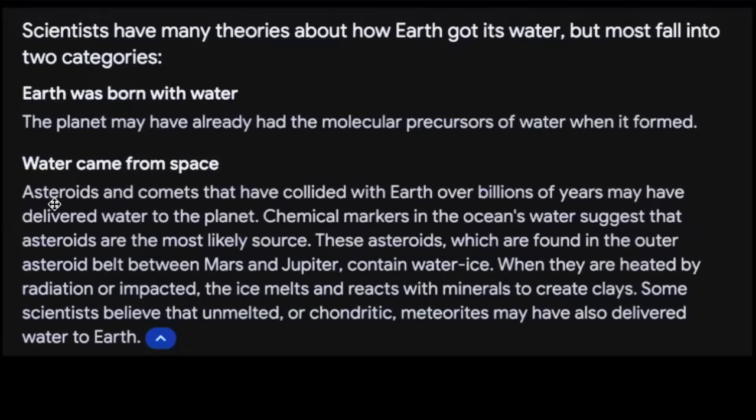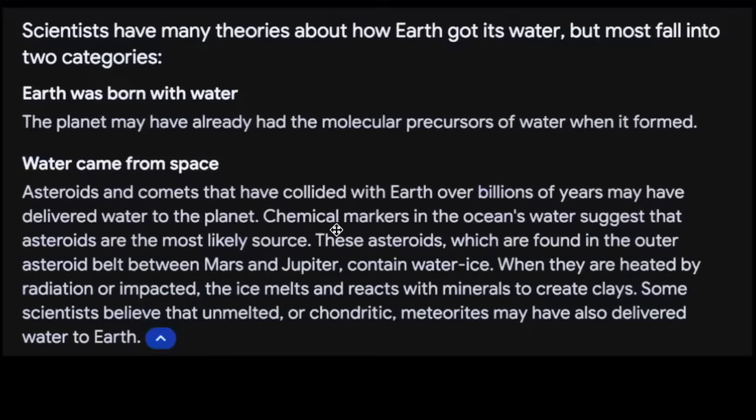And then here's the asteroid theory. Asteroids and comets that have collided with Earth. There's a special delivery. We need water. They're delivering it constantly, skipping the sun. Otherwise, they would have put out the sun. And it says this was billions of years it took. Of course, may have delivered water to the planet. The original Uber. Chemical markers in the ocean's water suggest that asteroids are the most likely source.